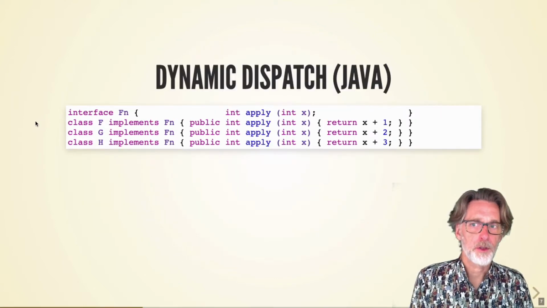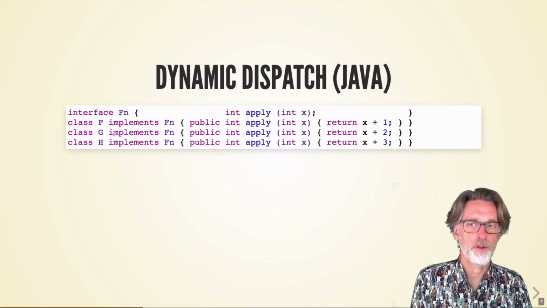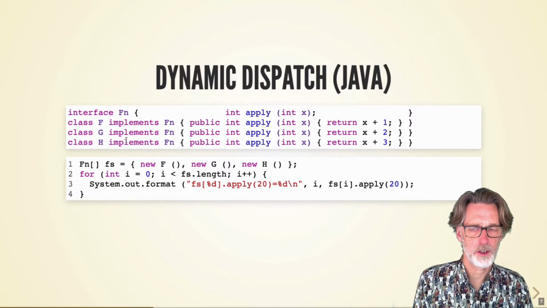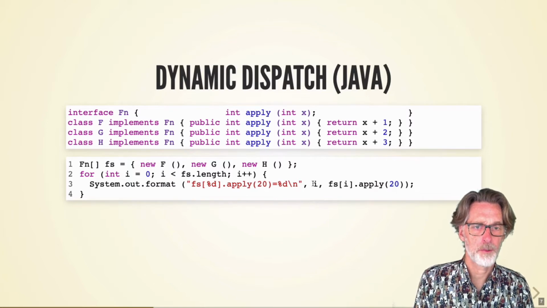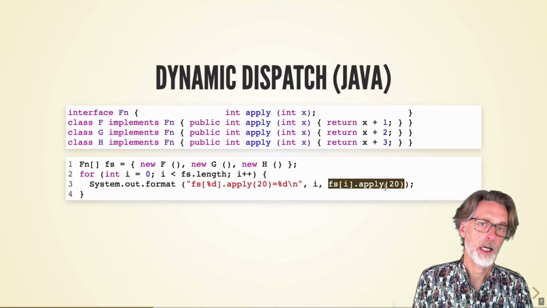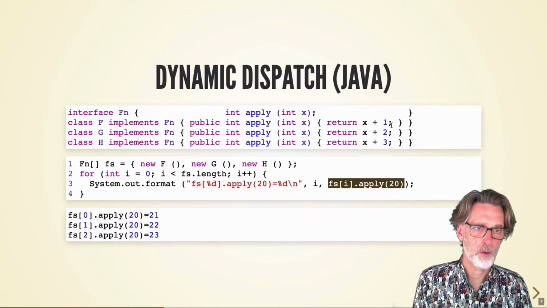As a second example, let's suppose I have a function interface and three realizations of that function. I can, of course, create an array of instances of these three function types and now iterate through the array, invoking the function repeatedly. And here I'm just going to print out the number and the particular function that I'm calling, and I'm going to apply that function to 20. And what I should get out is 21, 22, 23.